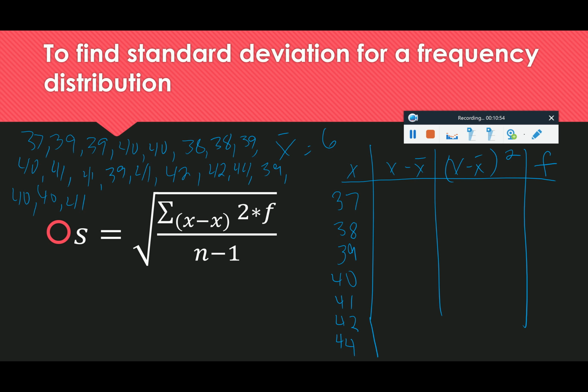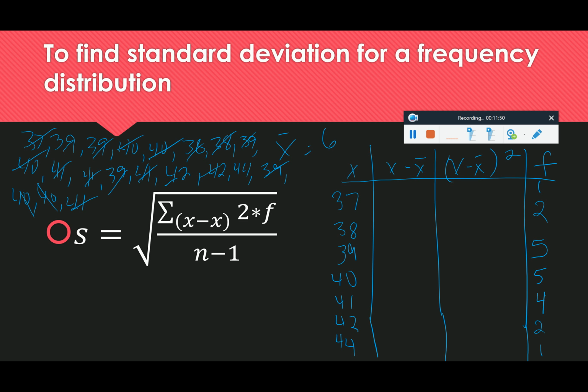And then your f is how often it occurs. So how many 37s are there? There's one 37. There are two 38s. There are five 39s. There are five 40s. There are four 41s. And then there are two 42s, and then one 44.